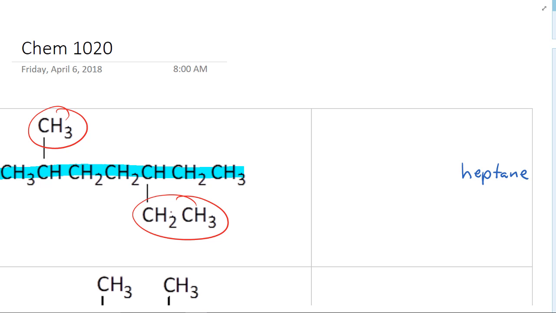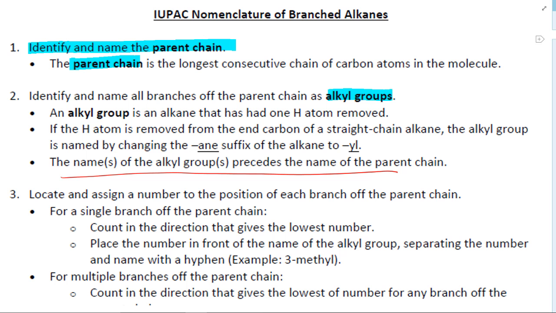How many carbon atoms in this branch? There's 1. How many carbon atoms in this branch? 2. If I have a 1-carbon branch, a 1-carbon branch is called a methyl group. And it's called a methyl group because the way we name it, according to our conventions, is that an alkyl group is named by changing the -ane suffix of the alkane to a suffix of -yl. So if a 1-carbon alkane is called methane, a 1-carbon alkyl group is called a methyl group.